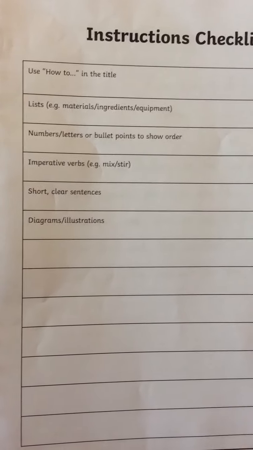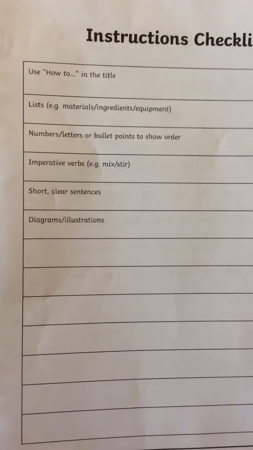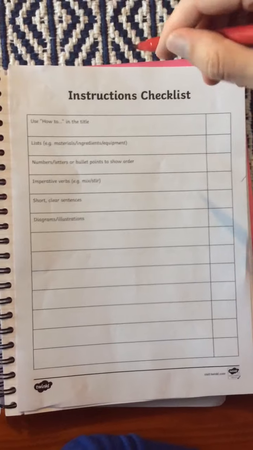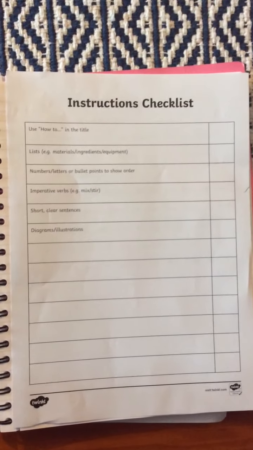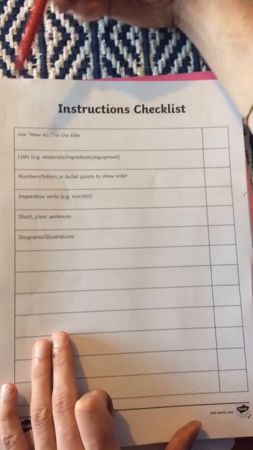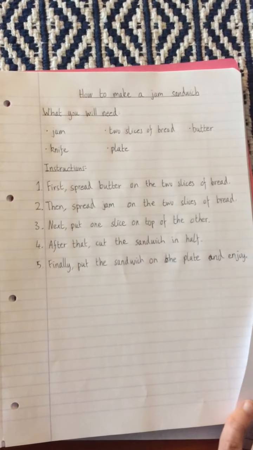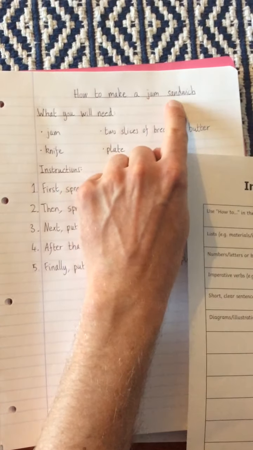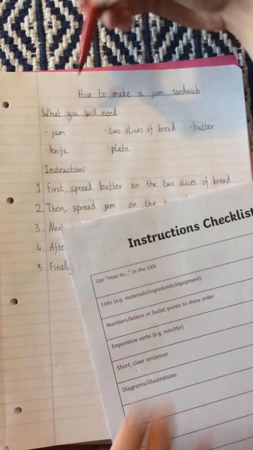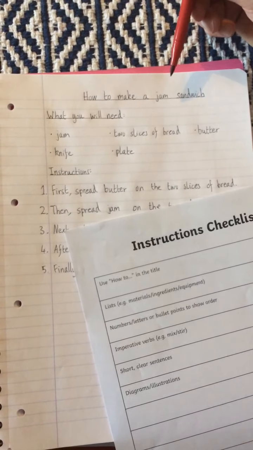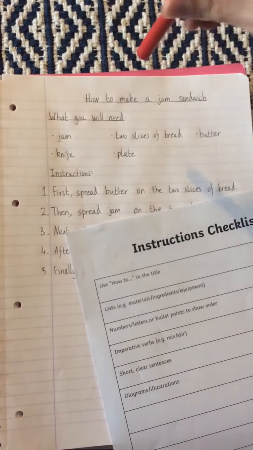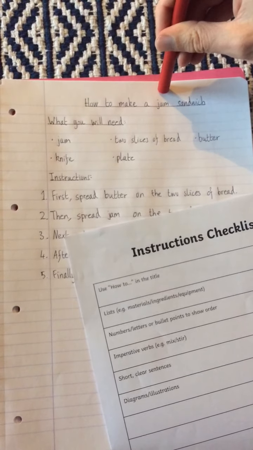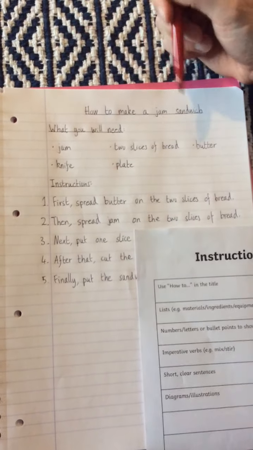So what I'm going to do now is show you the instructions that I wrote on how to make a jam sandwich, and we're just going to quickly check through our checklist whether I have all of those things. The first thing is use how to in the title. Well, I've got how to make a jam sandwich, so I can tick that. Now the reader knows that everything underneath here is going to be instructions on how to make a jam sandwich.